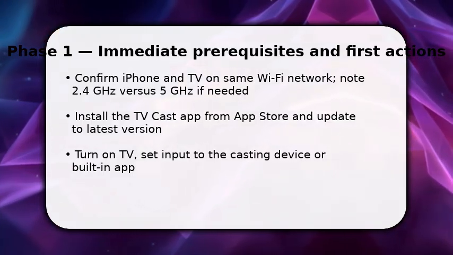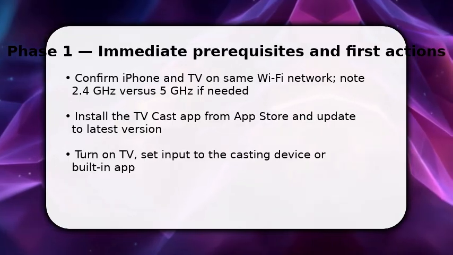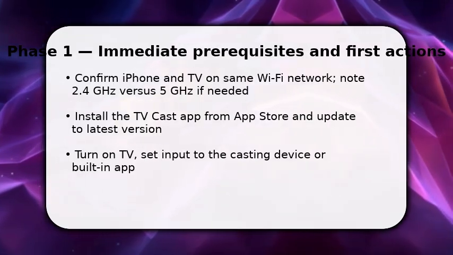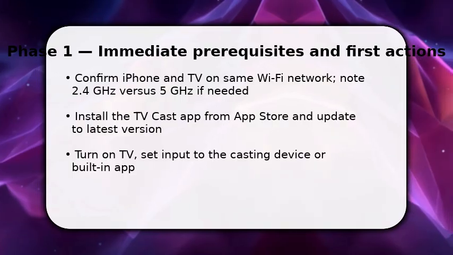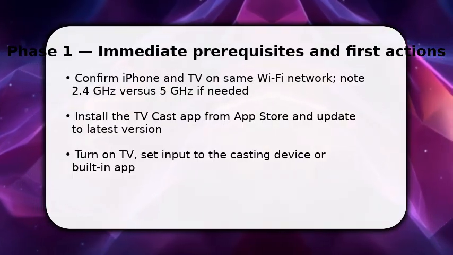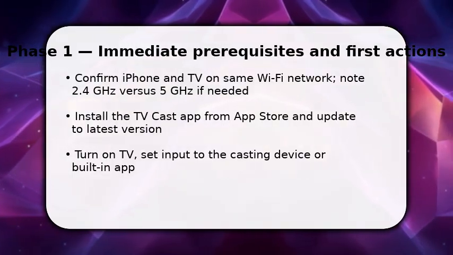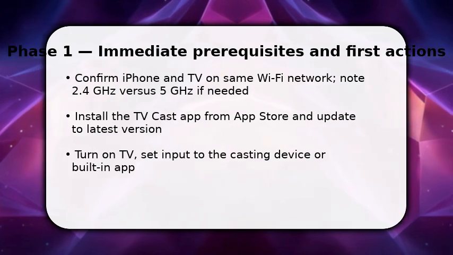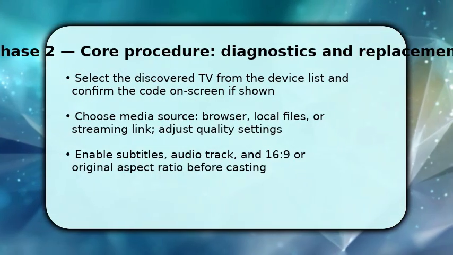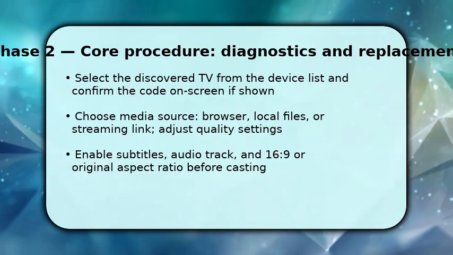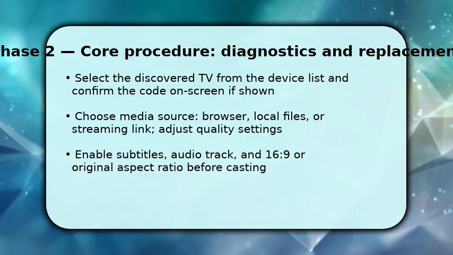With the app installed, launch TV Cast and allow network access. This enables device scanning. Next, let the app search for your TV. Pause if it prompts for an endpoint or name to avoid mispairing. Once the TV appears, tap its name to start pairing and confirm any on-screen code. This secures the link.